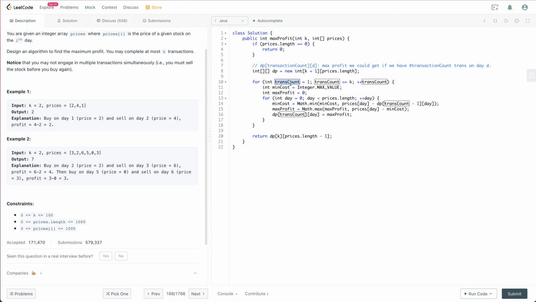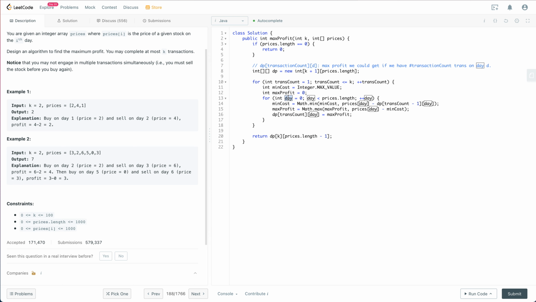So suppose the transaction count is equal to 0, then for sure we are going to have the profit be 0. So for the outer layer of the for loop, it is on the transaction count.